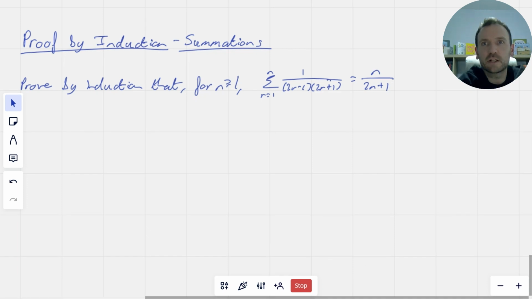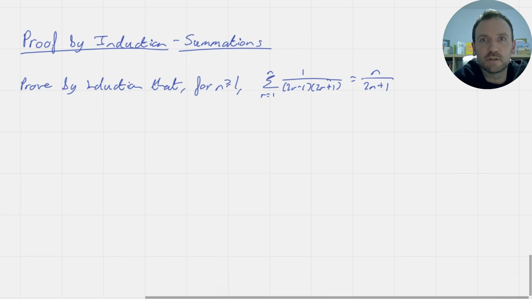In this video, we're going to look at doing proof by induction on summations. If you've seen any of the other proof by induction videos I've done, the structure is going to be very similar. There's just one step that's a little bit different when we get to the inductive step. But the overall setup should look similar if you've seen any others.